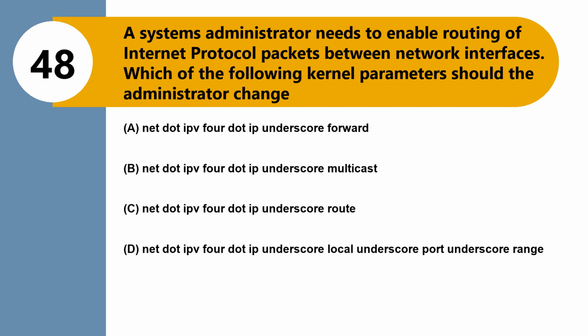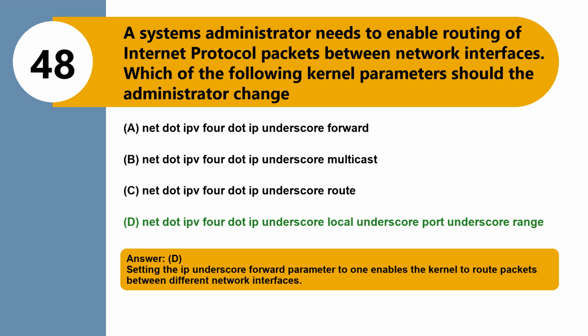Question 48. A systems administrator needs to enable routing of Internet Protocol packets between network interfaces. Which of the following kernel parameters should the administrator change? Option A, net.ipv4.ip_forward. Option B, net.ipv4.ip_multicast. Option C, net.ipv4.ip_root. Option D, net.ipv4.ip_local_port_range. The correct answer is option D, net.ipv4.ip_local_port_range. Setting the ip_forward parameter to 1 enables the kernel to route packets between different network interfaces.